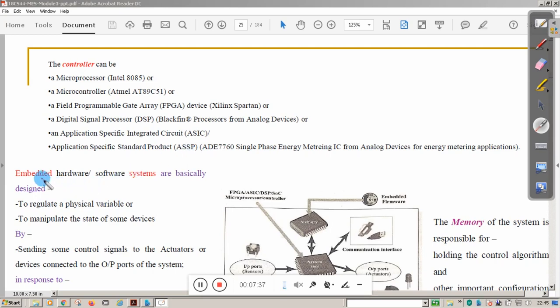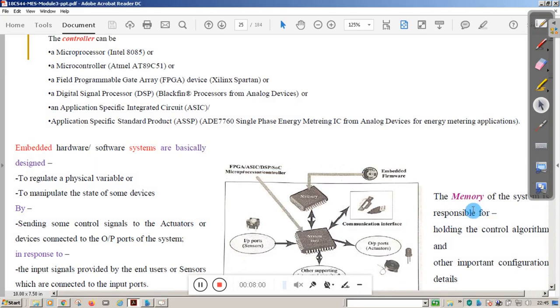So the main purpose of the embedded system is, an embedded system consists of hardware and software, and is basically designed to regulate the physical variable or manipulate the state of some device which is connected through input or output. Normally input is connected to the sensor and output is connected through an actuator, and we have the memory which is responsible for holding control algorithms and other logic.